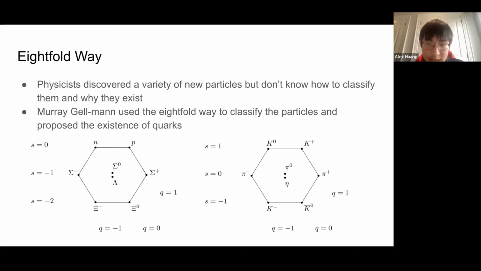And through this classification, he proposed the existence of quarks. And that's how we get to know the existence of the more fundamental building blocks in the universe, which are quarks. And it was done in 1961. And 8 years after that, Murray Gell-Mann was awarded the Nobel Prize in Physics for his creation of the Eightfold Way.